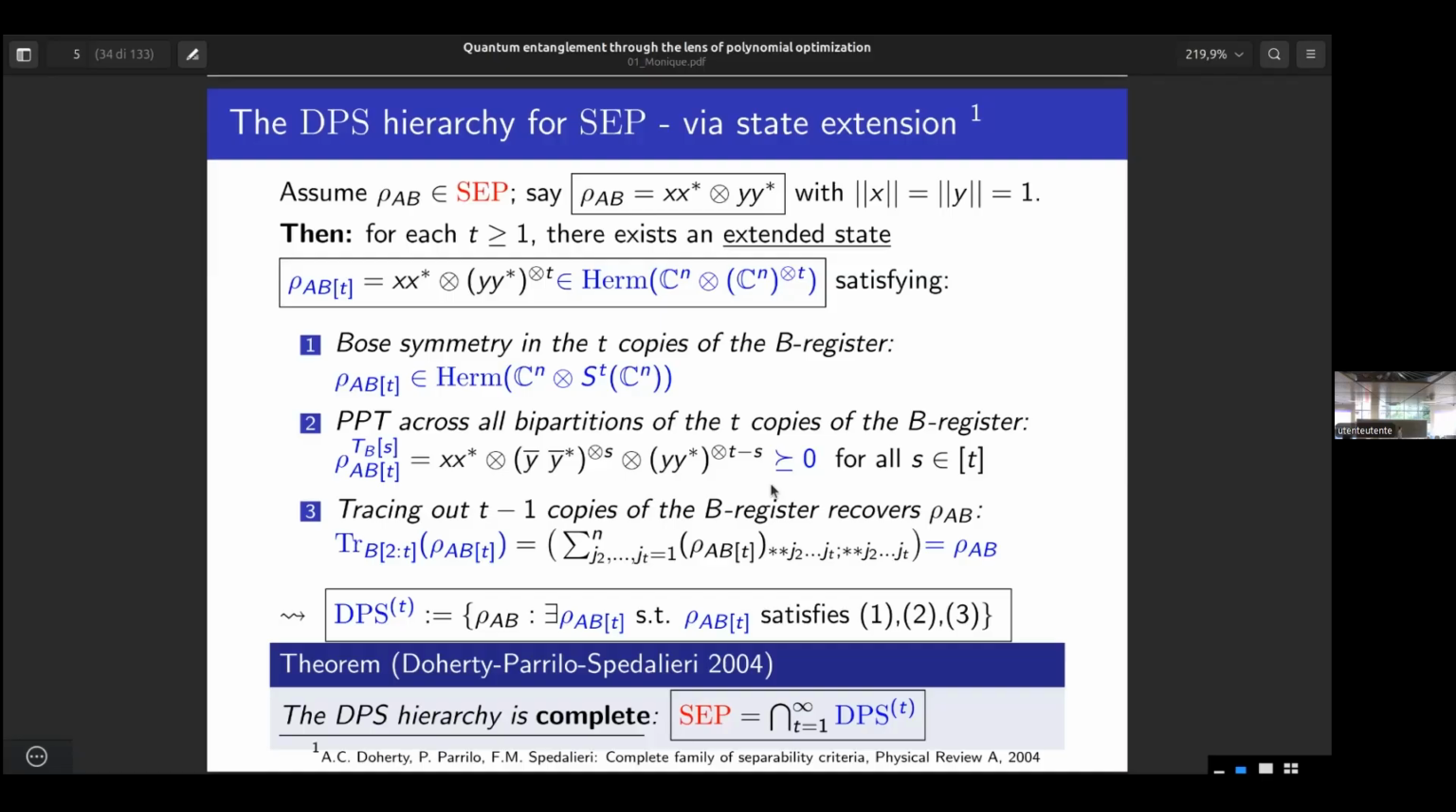So PPT entangled states are exactly the states which are in DPS1, which is PPT, but not in the set. So there is actually a lot of literature constructing these PPT entangled states. So it's already hard at the first level. But there are classes of states. Yeah, there are good classes of states.